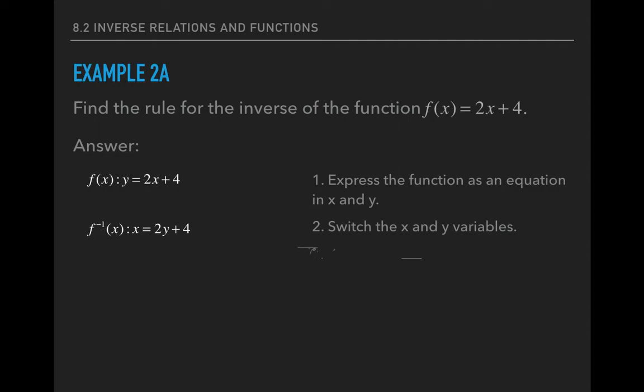But that's not how we write an equation. We always have it in terms of y equals and then the rest of the rule. So we need to solve for y. You would first subtract 4 from each side and then divide by 2. If we simplify that, we'll have y equals 1/2 x minus 2. That is the inverse of our function f.